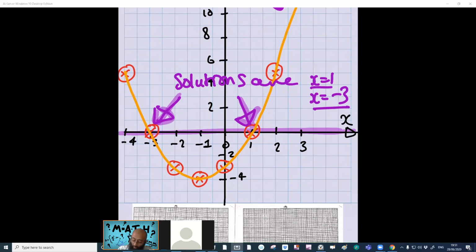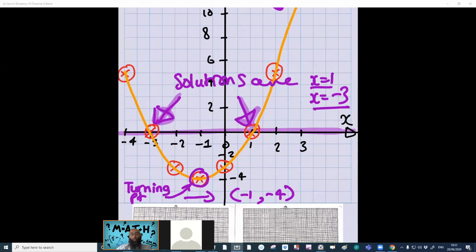Now we have another thing we asked for as well. We asked what the turning point is. So the turning point is literally the part of the graph where the graph changes from going down to going up, or from going up to going down. So your turning point, not points, is this point here. And for that one, you need a coordinate. What's the turning point for that one? What is it? -1, -4.